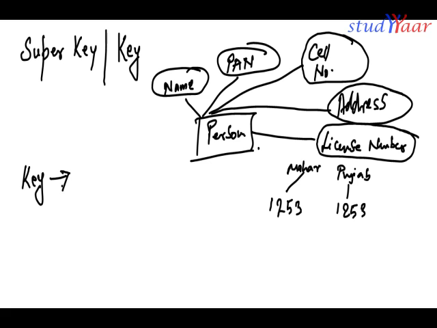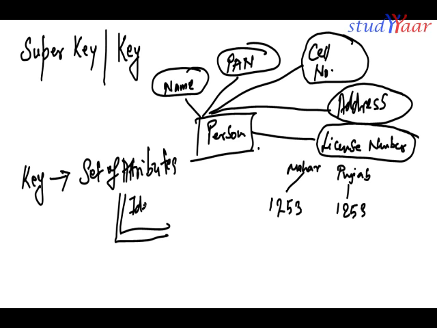So I say a key or a super key is a set of attributes. It's a set of attributes that allows me to uniquely identify an entity. So let's see in this entity type, what do we have as keys?